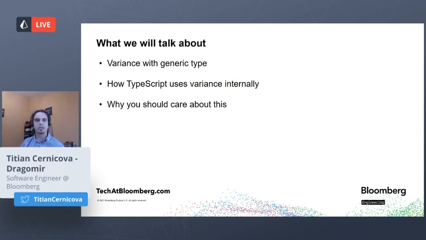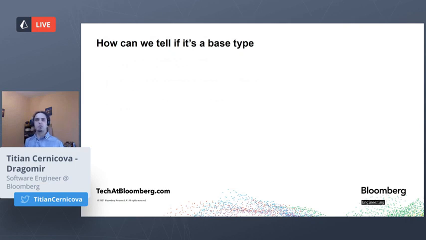So we're going to start off with a little bit of a tangent. We're going to ask a simple question. How can we tell if something is a base type of another type? In other languages, this might be simple. In C#, for example, or in other nominal type languages, you might just look at the base type and you would find exactly what the base type of a class is. In TypeScript, it's a little bit more complicated since TypeScript is structurally typed. So a type can have a multitude of base types. So how can we tell if something is a base type?